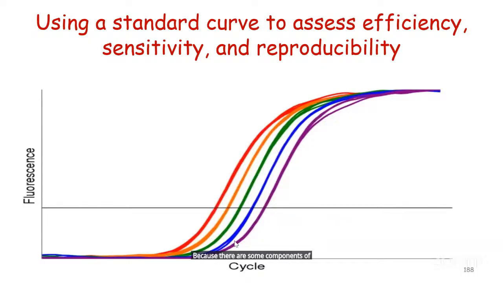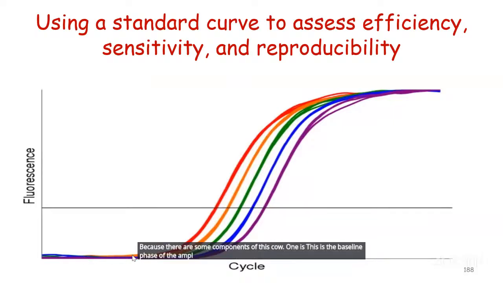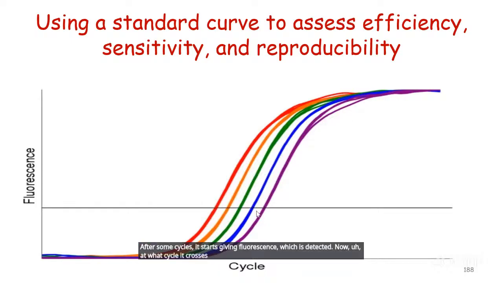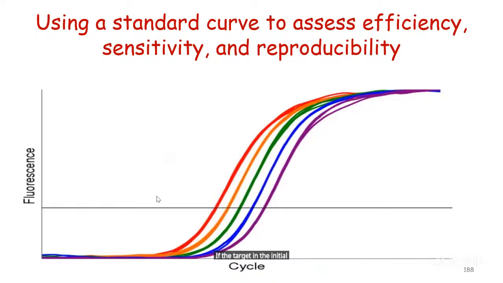There are some components of this curve. One is the baseline phase of the amplification, where amplification is there, but it is not able to be detected by the fluorescence. After some cycles, it starts giving fluorescence, which is detected. Now, at what cycle it crosses the baseline, that is called CT value. If the target in the initial tube is more, the CT value will be less. The cycle number where the fluorescence crosses a predefined threshold indicates the detectable DNA.